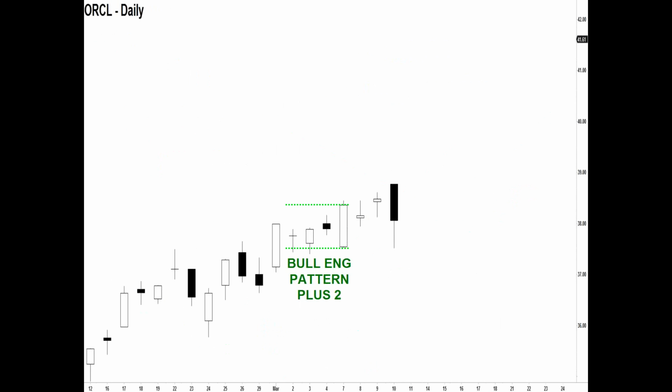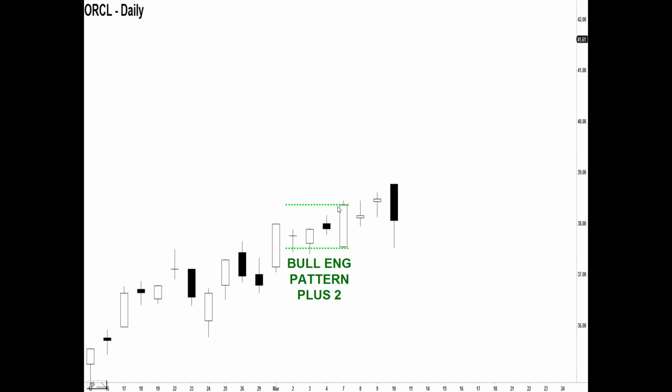How about Oracle here? Now this is where we have to ask ourselves, well, which trade do we take? Is there a way to increase our odds? Because as we see here in this chart in March, we have a bullish engulfing pattern right here. Bar number 2's range engulfs bar number 1's range, but we also engulf 2 more. So this is a bullish engulfing pattern +2.